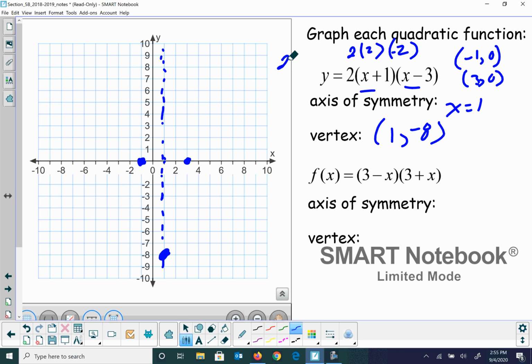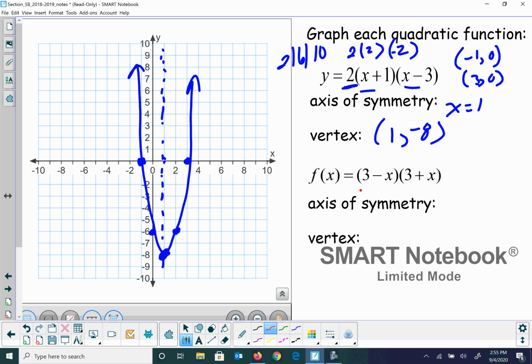My pattern graph is going to be 2, 6, 10. Do you see why it's 2, 6, 10? Because of that 2. So if I go right 1 up 2, left 1 up 2, right 1 up 6, it fell right on top of where they cross the x-axis. So that worked out nicely.